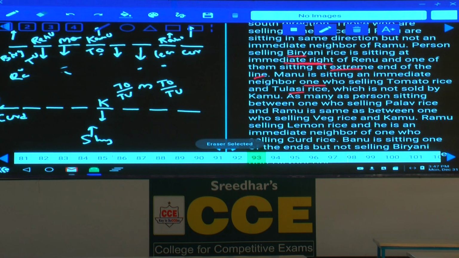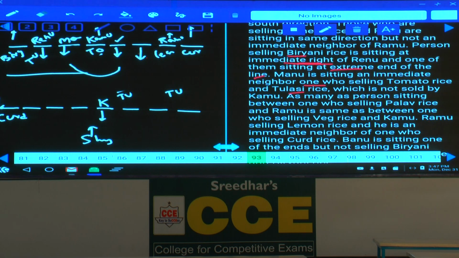Now in this one, we are talking about immediate neighbors. Immediate neighbors are facing the opposite direction, except for Kamu. Now this Renu is facing towards south, up to here it is okay. Now Kamu's immediate neighbors, these two persons, are facing the same direction. Then I am discussing this person. Now this person is facing towards which direction?